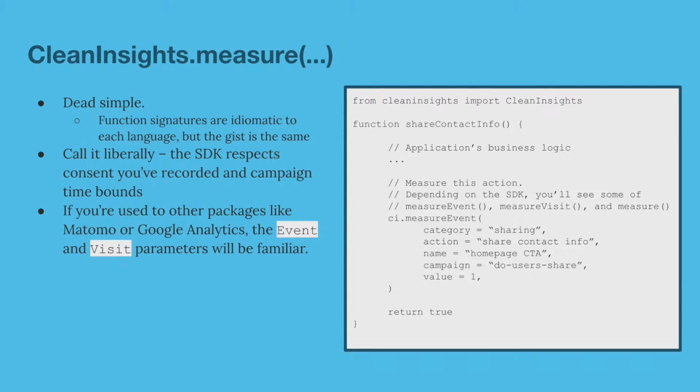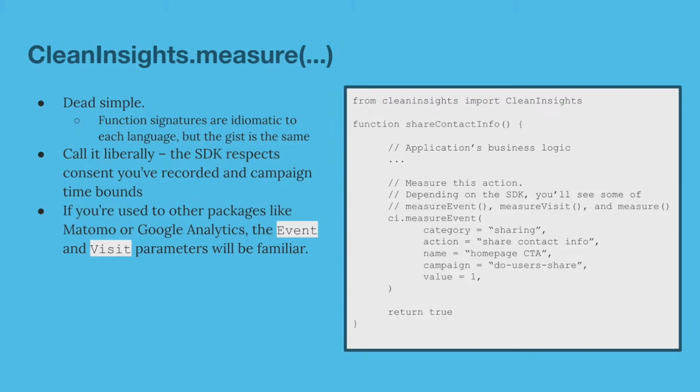Next is the call to .measure. Depending on your SDK, you'll also find .measure event or .measure visit. These use the same data model and semantics as you'd find in Google Analytics or Matomo. The Matomo docs are very good for explaining, hey, what's a category, what's an action, what's a name, how will these show up in the UI, how would I create a taxonomy of actions. But this will be very familiar if you've used a traditional analytics package.